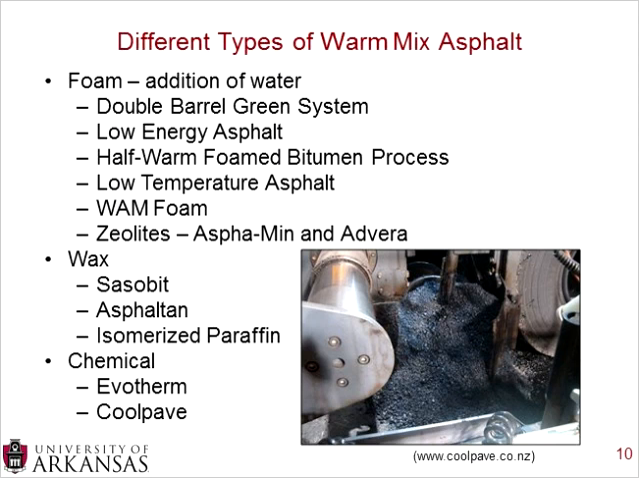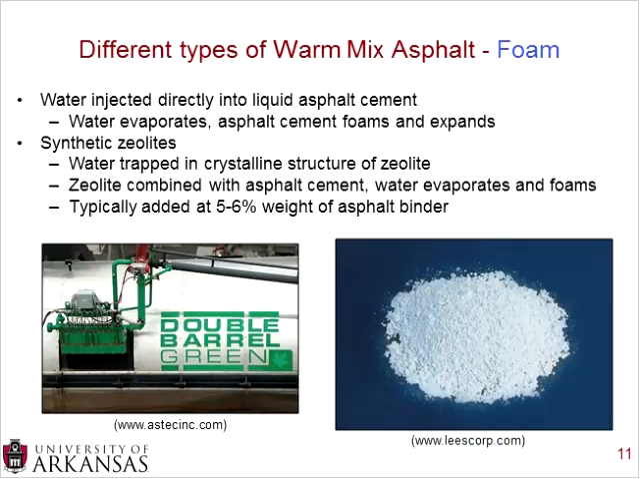Another type of warm mix asphalt is the wax technologies, and there are three listed there. This is simply where you add a wax in order to reduce those production and construction temperatures. And then finally, there are also chemical processes. A couple listed there. That's where you add some sort of chemical to the asphalt cement in order to get those lower production and construction temperatures.